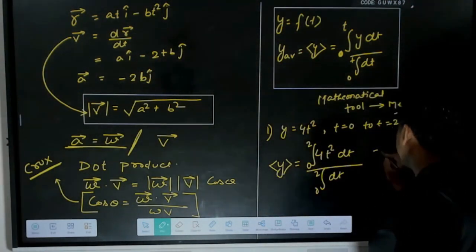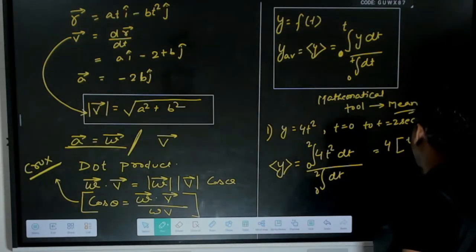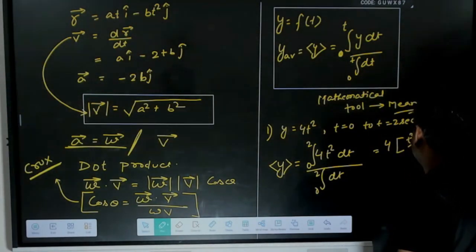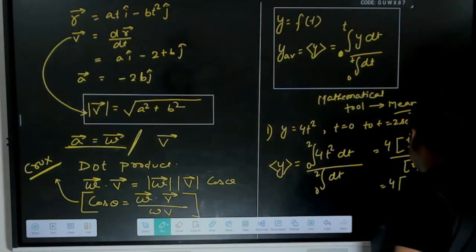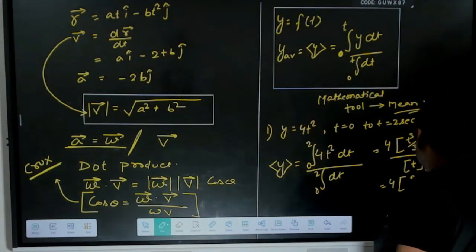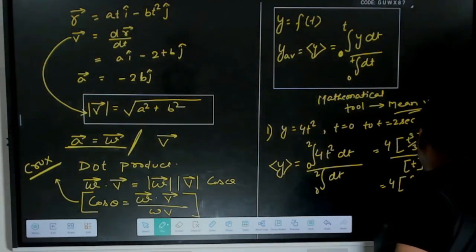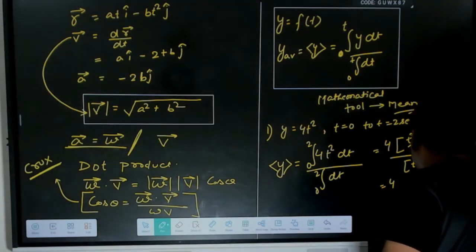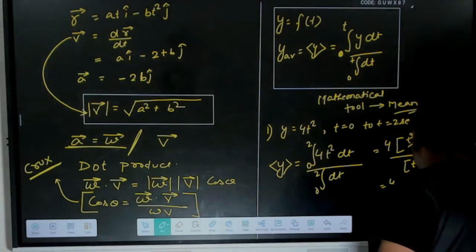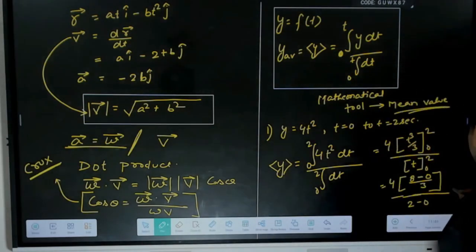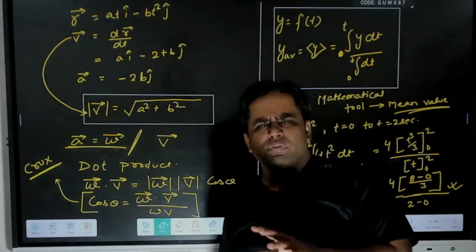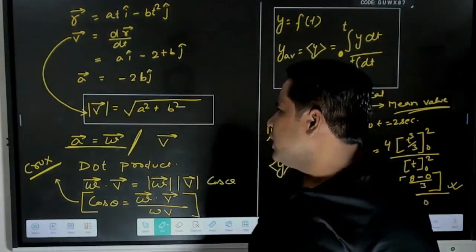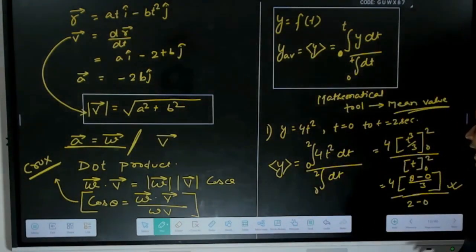So friends, what will it become? 4 into t cube by 3 within the limit of 0 to 2, divided by t within the limit of 0 to 2. So see, 4 into 8 minus 0 by 3, divided by 2 minus 0. Whatever answer you find, that will be considered the average value of this function. Similarly, this way you are going to find the average value in the question which has been given here in the IIT JEE.